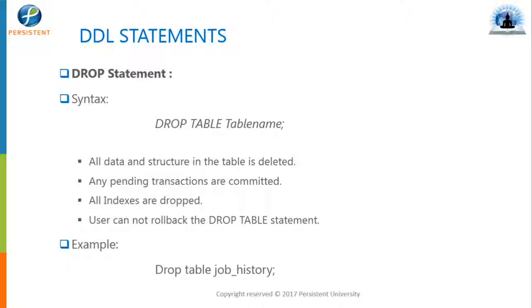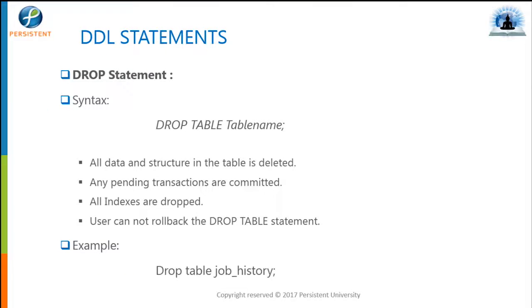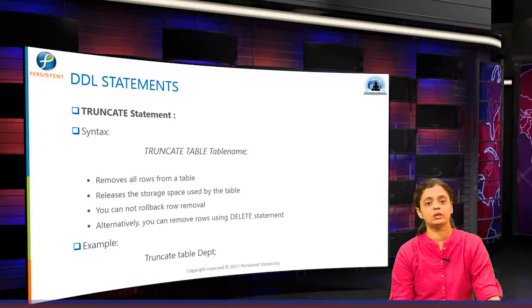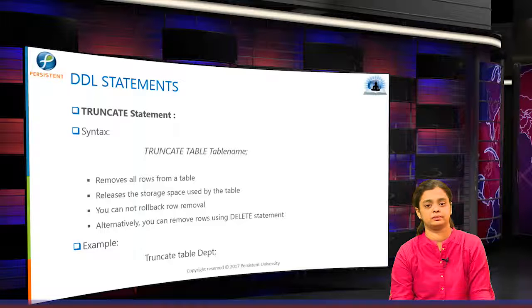Next type of DDL statement is a drop statement. Drop statement is used to remove the objects from the database. All the data as well as structure of the table will be removed. Syntax for the same is drop table and then table name. Next one is a truncate statement. Truncate statement removes all the rows from the table as well as it releases the storage space used. Syntax for the same is truncate table and table name.